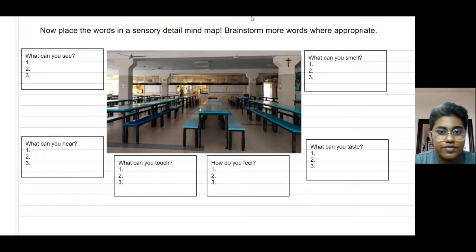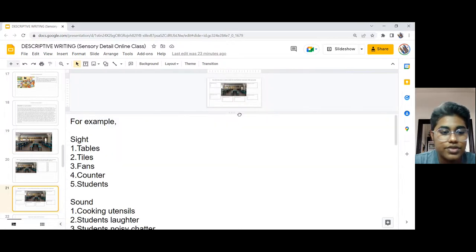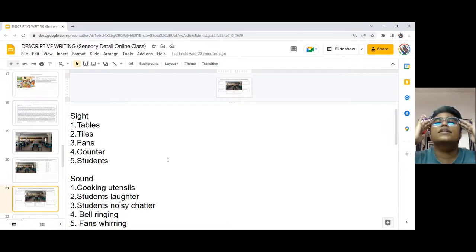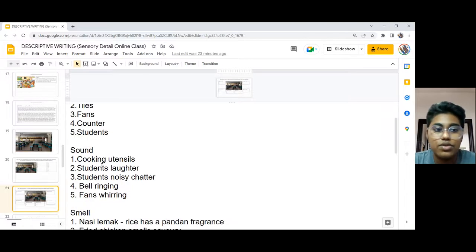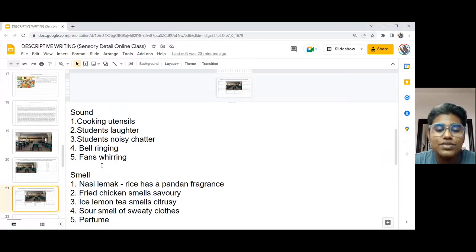All right, I hope you've taken your time and you have all your ideas. On my end, I'll give you some of what I wrote down as well, just to inspire you. So for sight, I've looked into my mind, into what recess time and my canteen looks like. Tables, tiles, fans, counters, students. So those are what I can see. Sound: cooking utensils, students' laughter, students' noisy chatter, bell ringing, fans whirring.